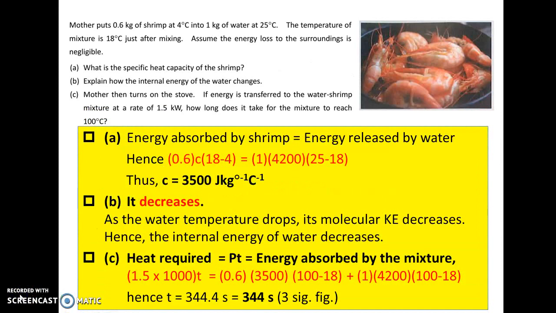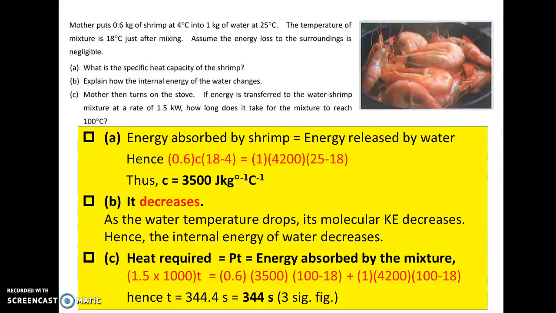Next is a question to find the specific heat capacity of the stream. In this question, there is a cold stream at 4 degrees Celsius mixing with hot water at 25 degrees Celsius, giving a final temperature of 18 degrees Celsius. It's not too difficult to set up the equation and find the specific heat capacity of the stream.